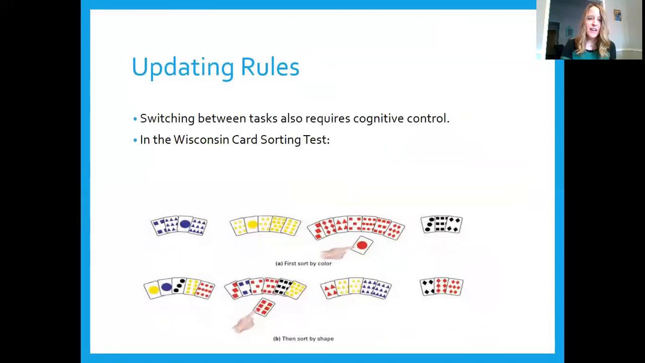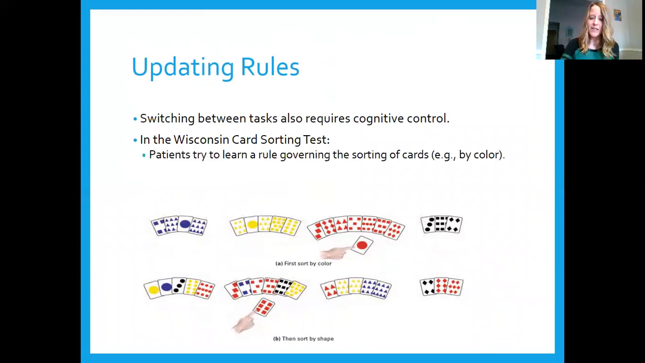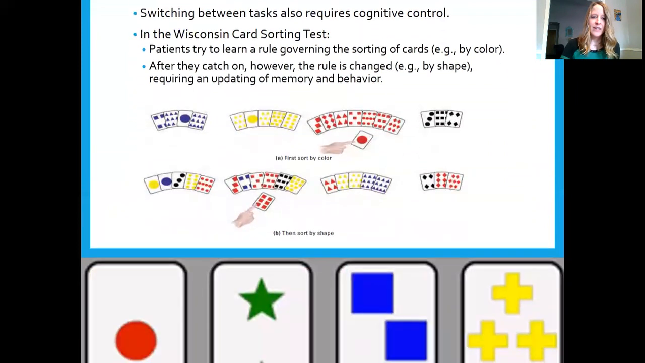Other functions of the central executive involve task switching, so switching between different tasks and updating rules for a particular task. We see this in what's called the Wisconsin card sorting test. It looks something like this here.